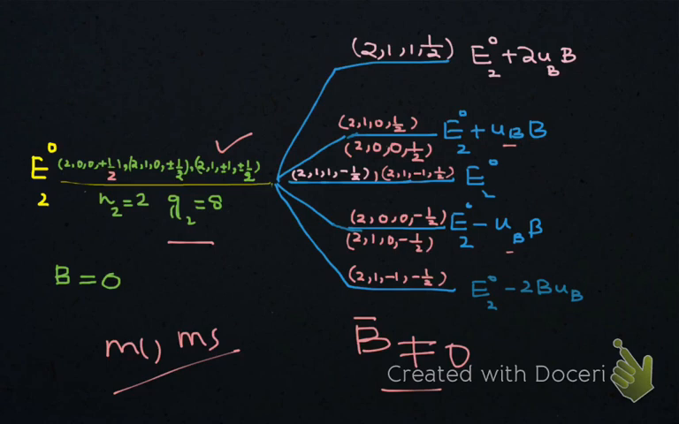Before magnetic field, we have 8 levels. When strong magnetic field is applied, the 8 levels split into 5 levels, where the 3 levels are gone. They are still degenerate with other levels.